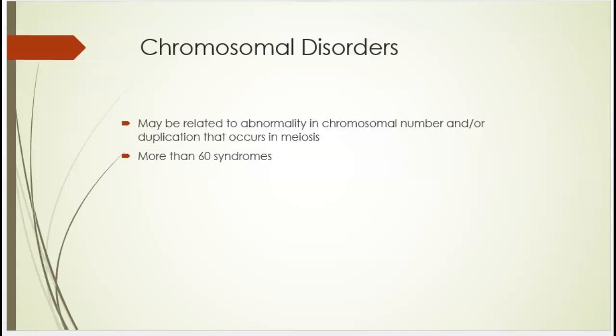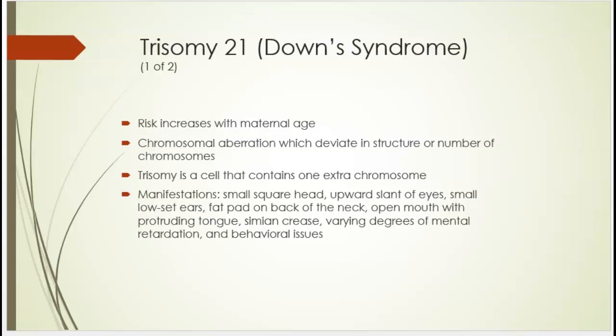Okay, so in a normal cell, upon conception, we should have 46 chromosomes, 23 from the egg or oocyte, 23 from the sperm. Okay, we can get an abnormality in that chromosomal number, such as Down syndrome. We're going to talk about that. There's more than 60 syndromes, so I'm just giving you one or two examples.